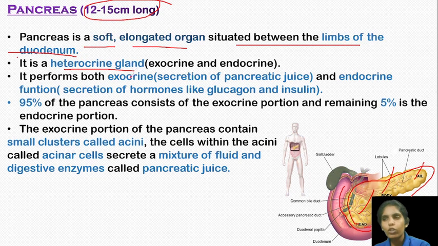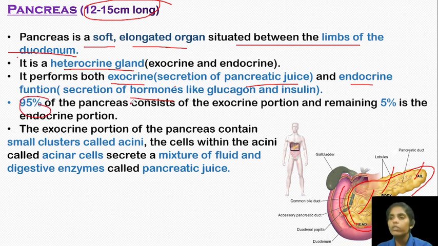So, what does the exocrine part of the pancreas do? It will cause the secretion of pancreatic juice into the small intestine, and the endocrine portion will cause the secretion of hormones like insulin and glucagon into the blood circulation, which will influence the levels of glucose in the blood. But here in this session, we will concentrate on the exocrine part of the pancreas.